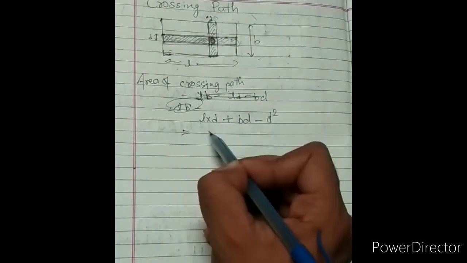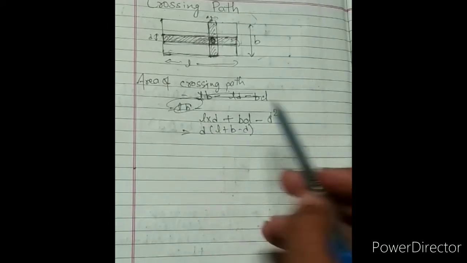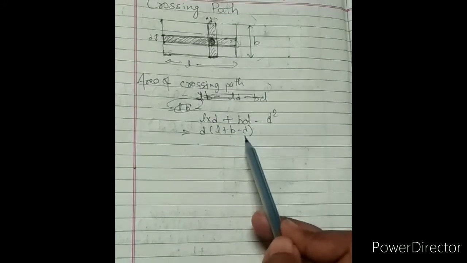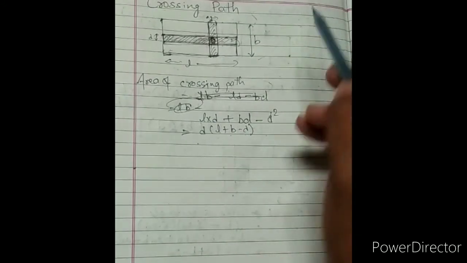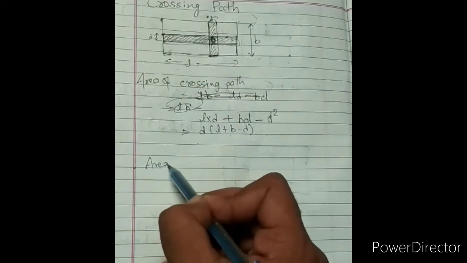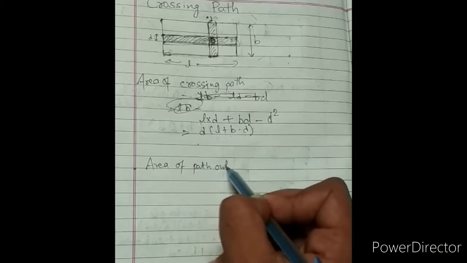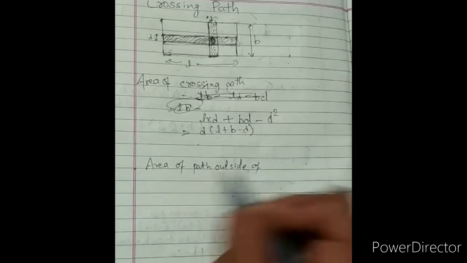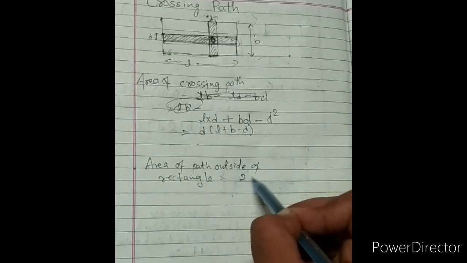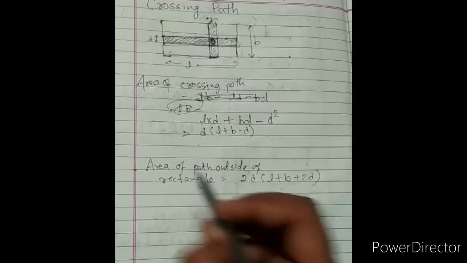Now what is common from these all? D is common, L plus B minus D. Okay, area of crossing path is D into L plus B minus D. So from these three we can learn the area of path outside of rectangle. What is the formula? 2D into L plus B plus 2D.